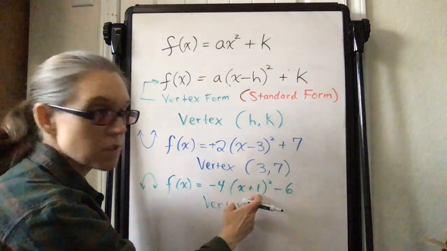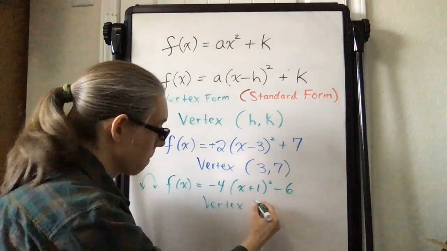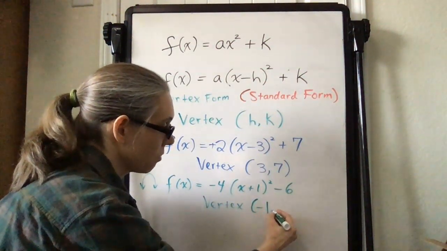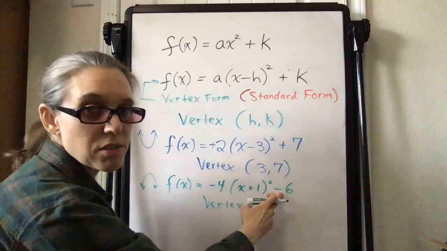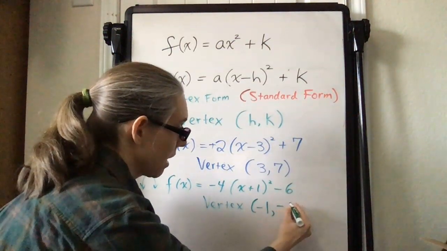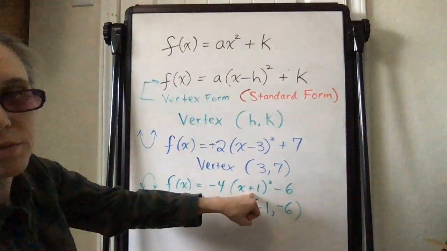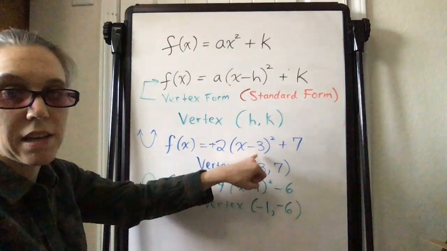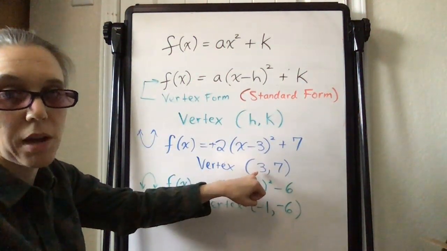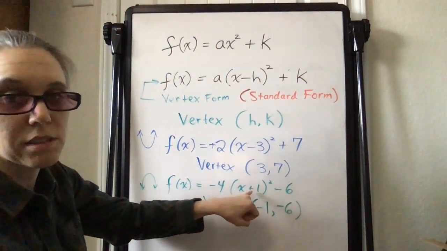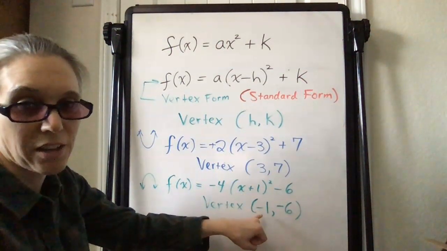Since this is shifted to the left one, the vertex is at -1, and then this is a shift down 6, -6, okay? So basically just take the opposite of what you see here. If you see a -3, your vertex will be at +3. If you see a +1, your vertex is at -1.